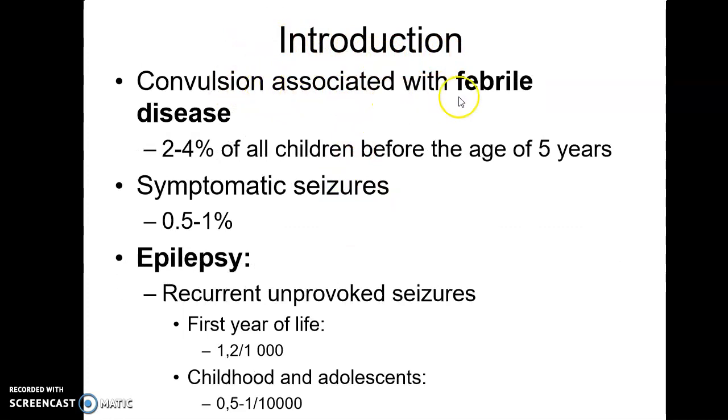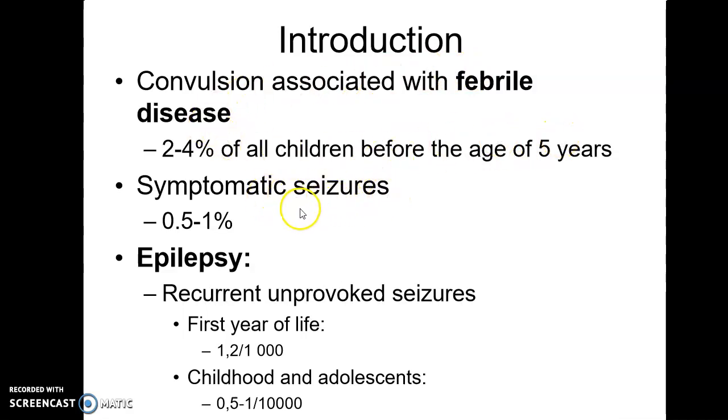Introduction. What is a seizure? Normally we can say convulsions associated with febrile diseases. Febrile diseases mean mainly those related to high fever. Any infection leading to high temperature may be called a febrile disease, and any hyperpyretic disease may lead to seizures. 2 to 4% of all children before the age of 5 have what we call febrile seizures, but we should be able to say that it is purely a febrile seizure.